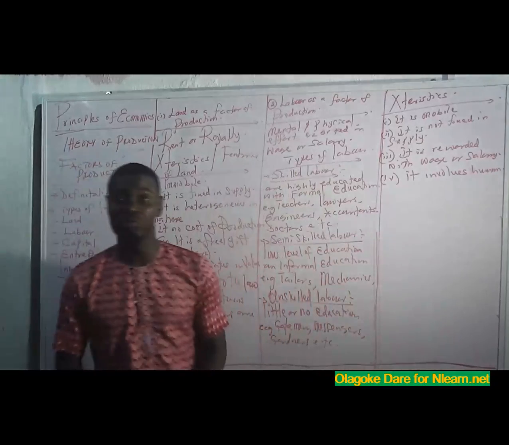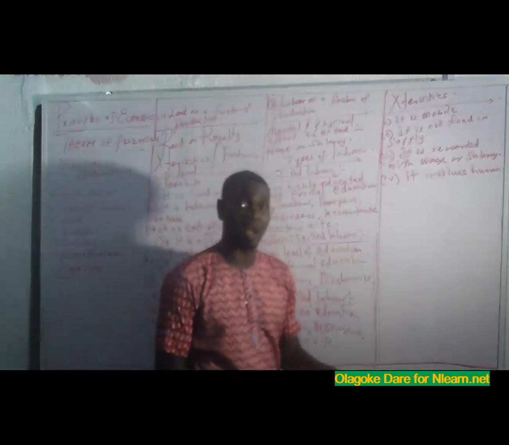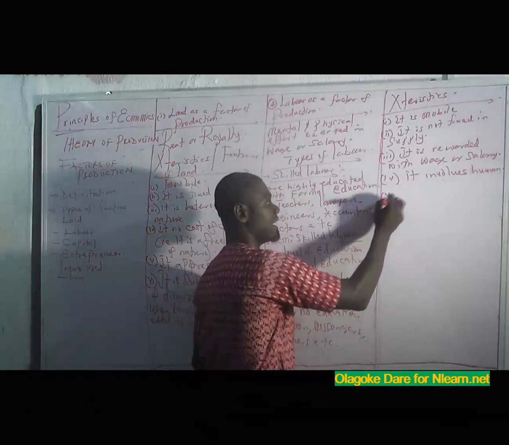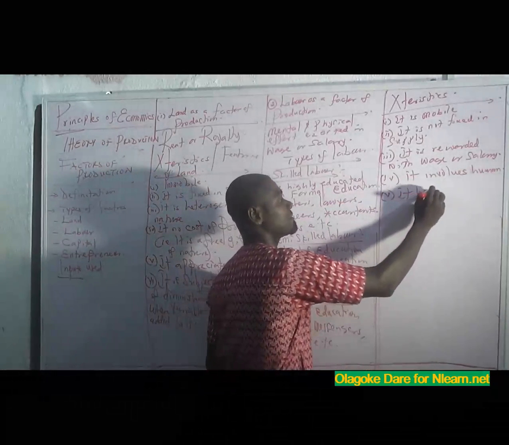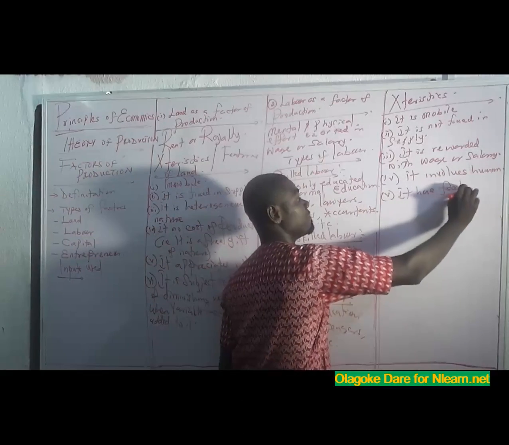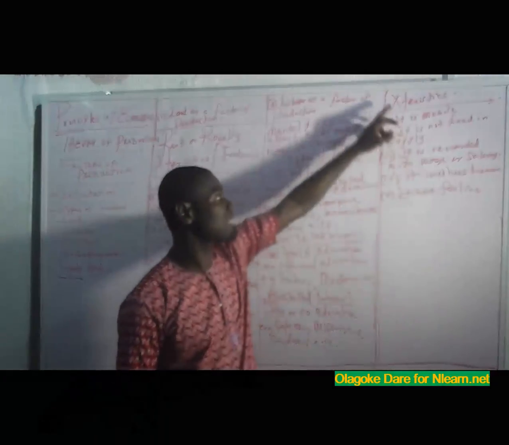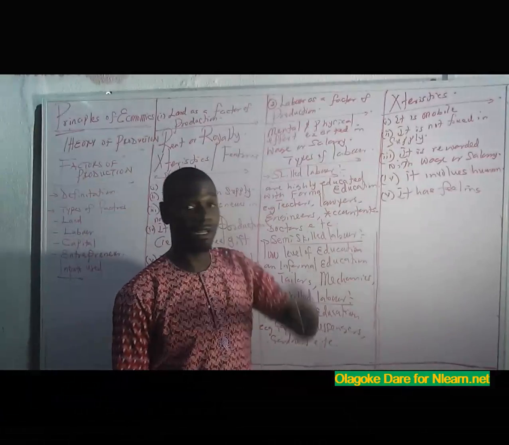So labor has to involve human beings. Even if you have a robot, it is manned by a human being. Then it has feelings. Because it involves human beings, it has feelings. So these are the characteristics of labor.